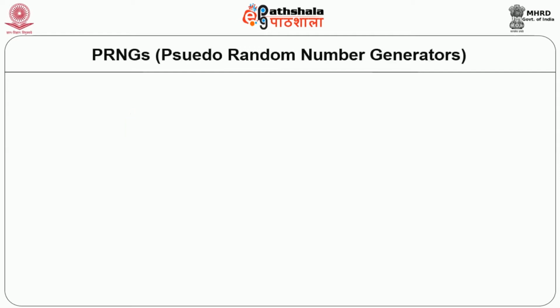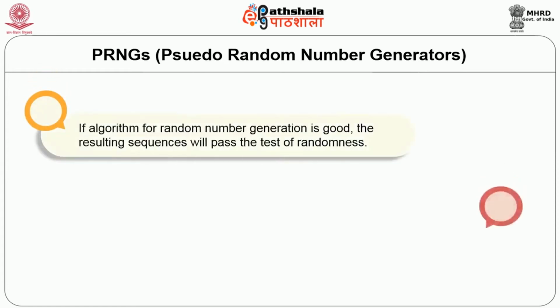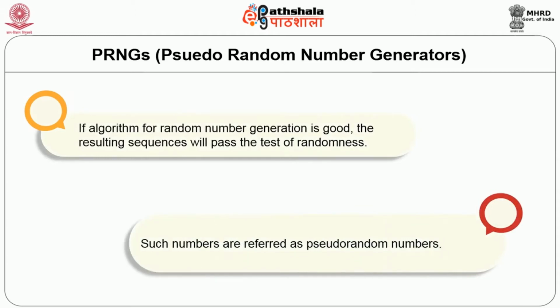The first random number generator is the PRNG, that is called pseudo random number generator. If the algorithm for random number generation is good, the resulting sequences will pass the test of randomness. Two points to emphasize: even if you use any random number algorithm and random numbers are generated, they should follow two properties: uniform distribution and independence.